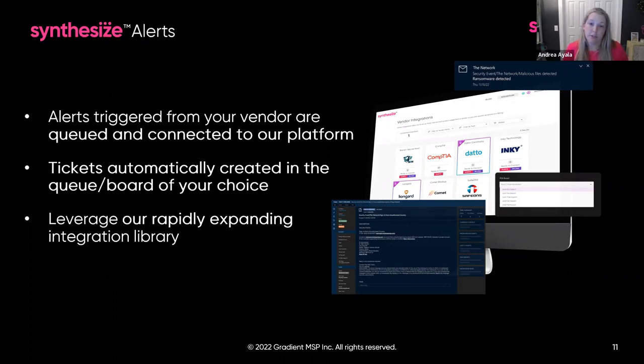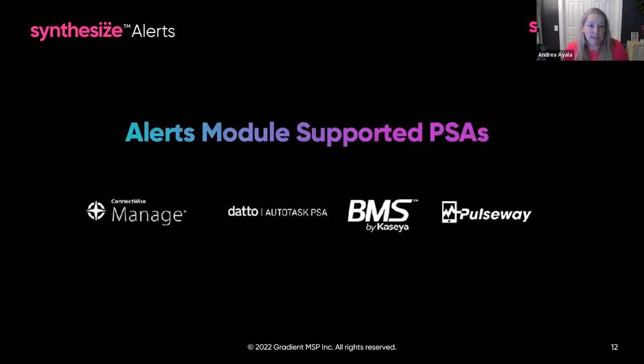Version 2 will actually include filtering rule sets, condensing alerts, being able to loop back and close out things within portals. Lots of cool stuff coming, hopefully in Q1 of next year. The PSAs that are currently supported on the alerts module side are ConnectWise Manage, Datto Autotask, Kaseya BMS, and Pulseway, with a few more coming very shortly.